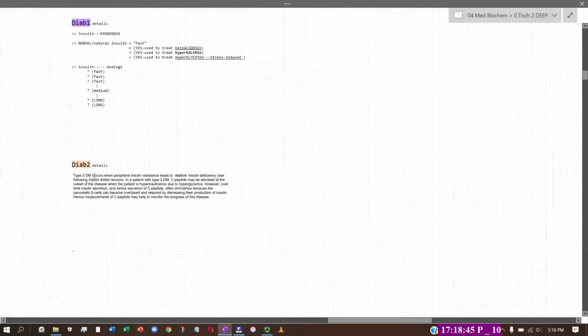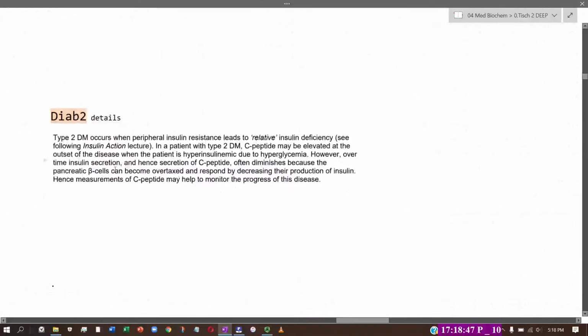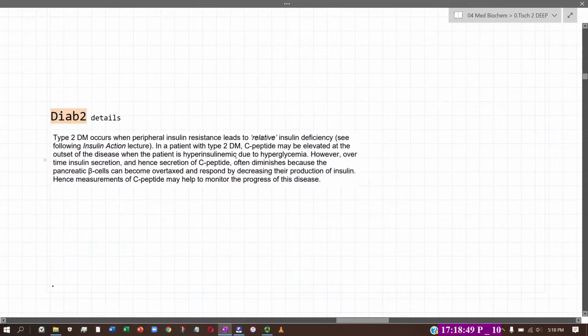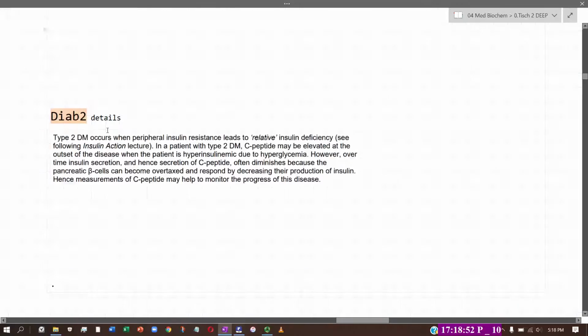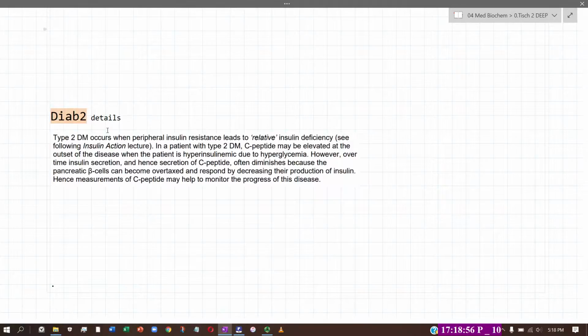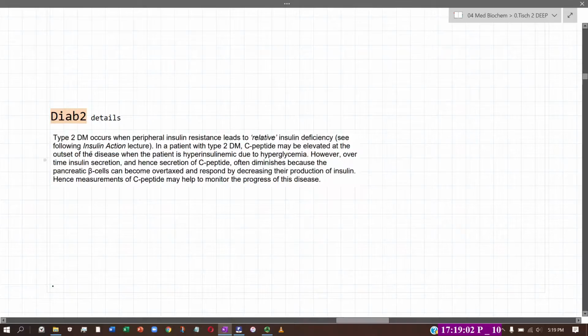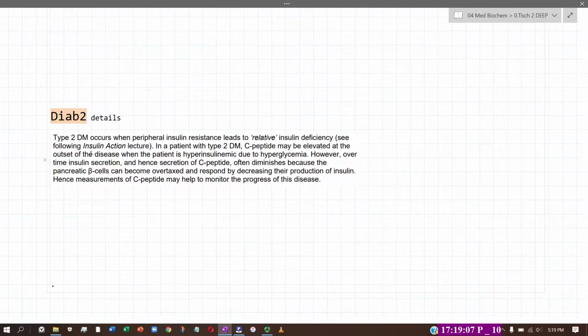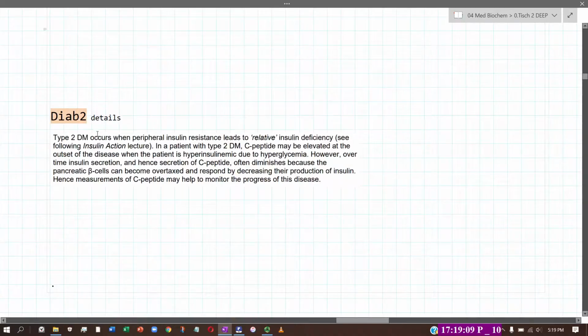Cool. So here are some details about diabetes 2. This is just a direct screenshot from the PDF because there were not that many details related to this. So I think it was a quick overview, and it seemed more worthwhile to simply copy this. So let's read this verbatim.